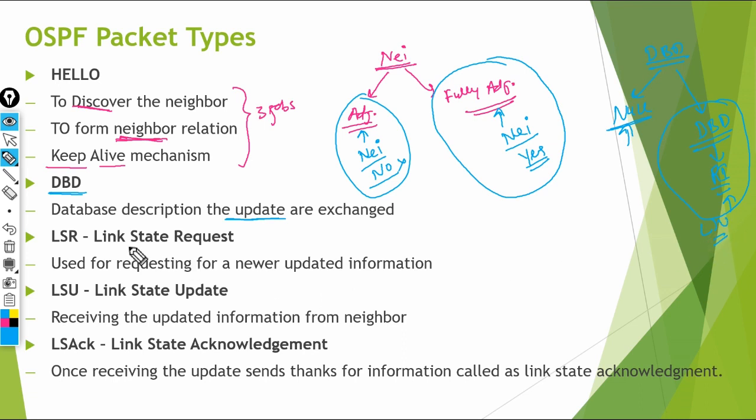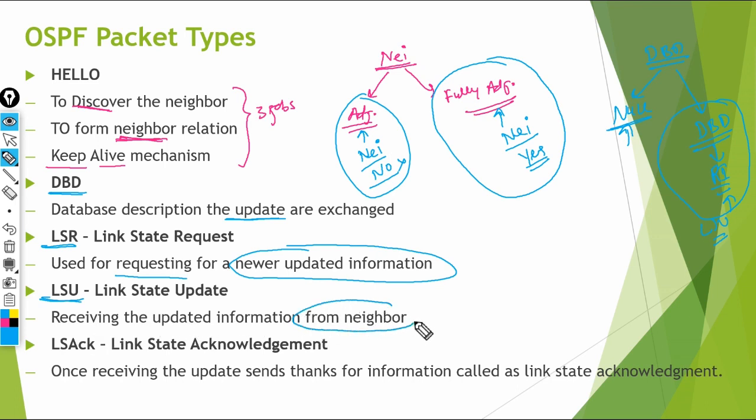See, LSR is basically used to request newer updated information from the neighbor. LSU is basically receiving the updated information from the neighbor. This is basically your update packet. Next you have LSAC. This is basically to say thanks to each other. In OSPF, your LSU packet and DBD packet, both are reliable packets, and for reliable packets this LSAC will be used. Say thanks to each other.